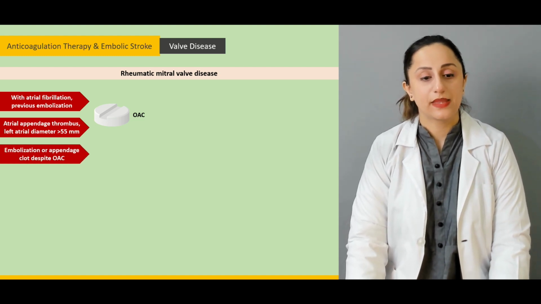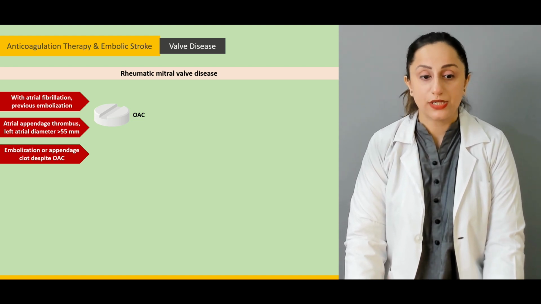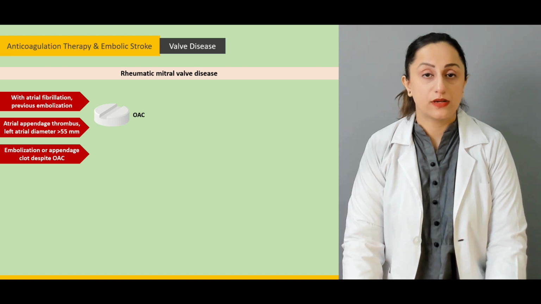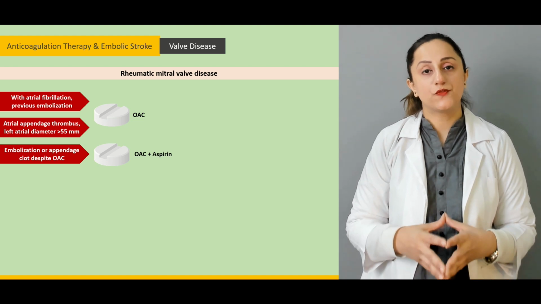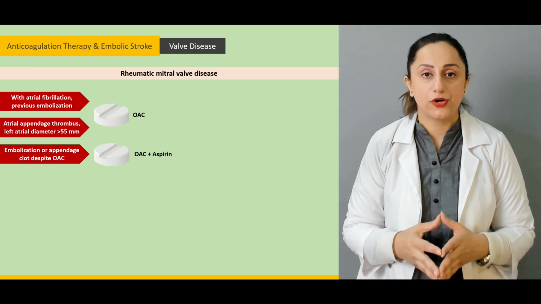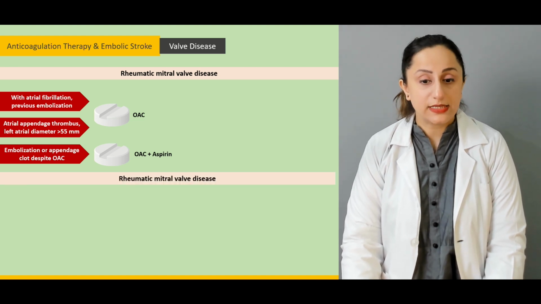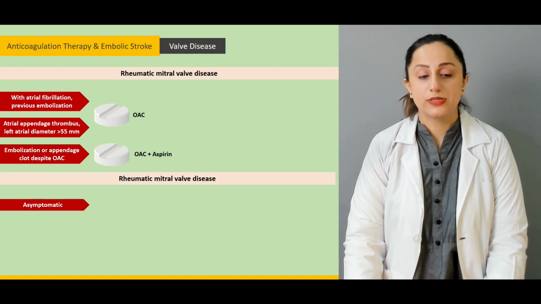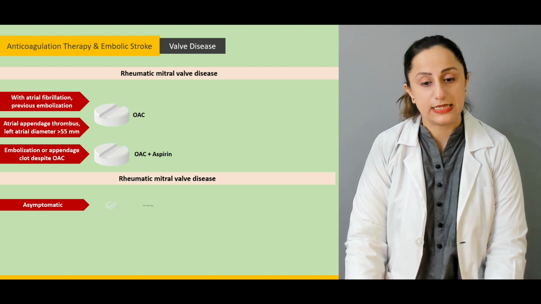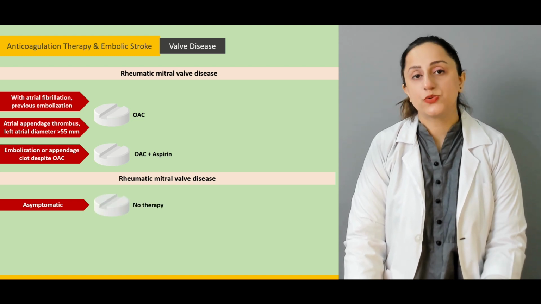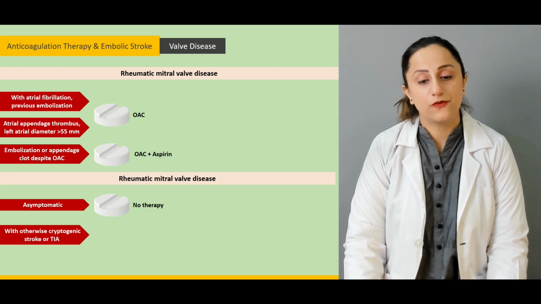On the other hand, if the embolization has been done or the appendage clot is present despite the use of the oral anticoagulant, we usually give clopidogrel along with a low-dose aspirin for these individuals. This was the criteria for these individuals, and then we have an asymptomatic individual suffering from a rheumatic valvular disease. In that case, we usually prescribe no therapy; no antiplatelet therapy has to be given for these individuals.